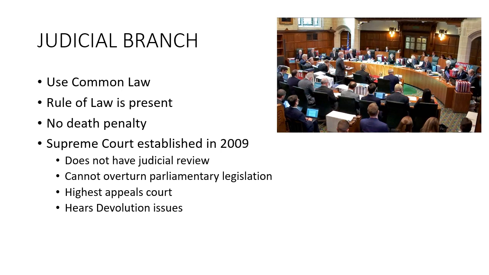They have a Supreme Court that was only recently established in 2009. But they don't have judicial review, so they can't overturn pieces of legislation like the Supreme Court can in the US. They are the highest appeals court in the land. They also hear issues of devolution. So anytime, for example, the rules of the UK Parliament and the Scottish Parliament don't match, the Supreme Court would hear those cases.